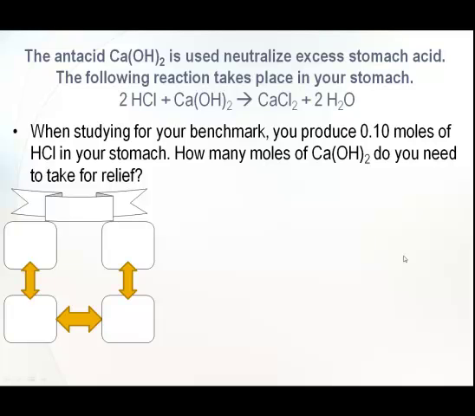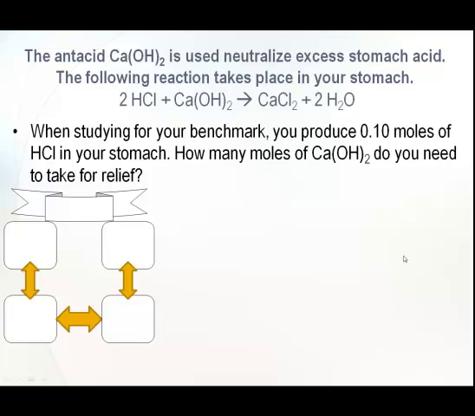Next up, I have the second part of that question. Again, we have our same formula here. We're still talking about the antacid calcium hydroxide, which is used to neutralize excess stomach acid. And in this case, we're going to have to do a little bit of stoichiometry here. So when studying for your benchmark, you produce 10 moles of HCl in your stomach. So maybe you're a little worried, a little stressed out, that stomach acid starts to rise. So you want to calculate exactly how many moles of calcium hydroxide you need to take in order to feel better.